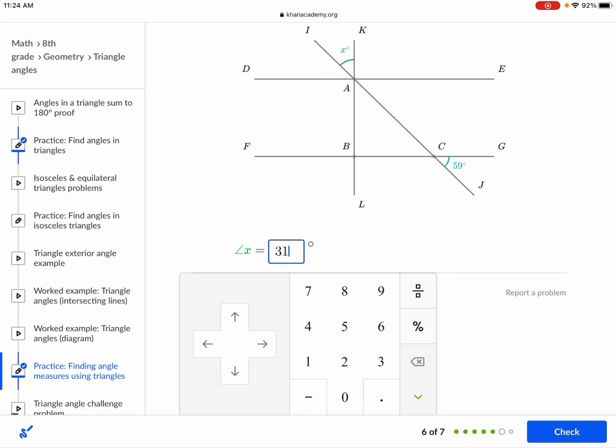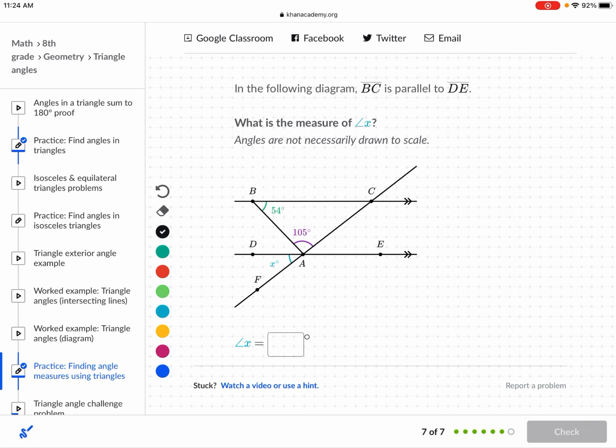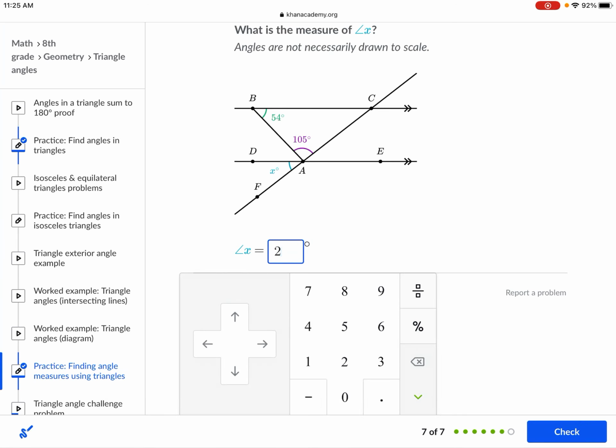Again, this is just like the first question that we did. And this is like the second question that we did, where we first find angle C. That's 159. So you subtract that from 180, you get 21 degrees. And X and the 21 are corresponding angles. So X is going to be 21.